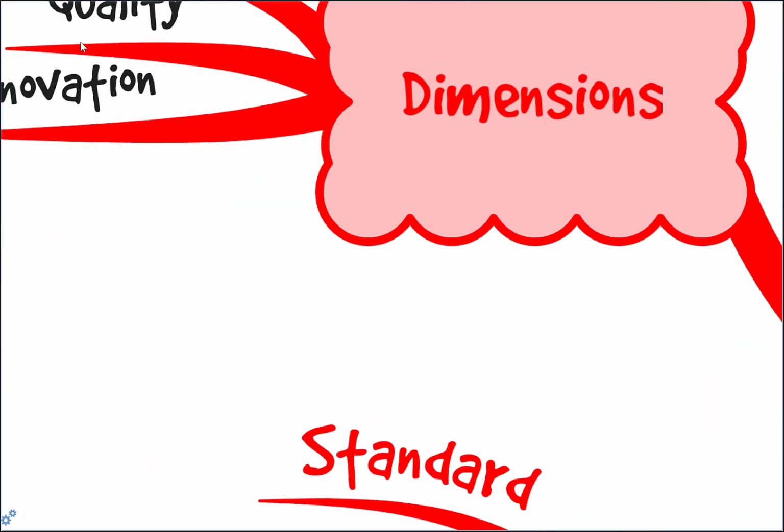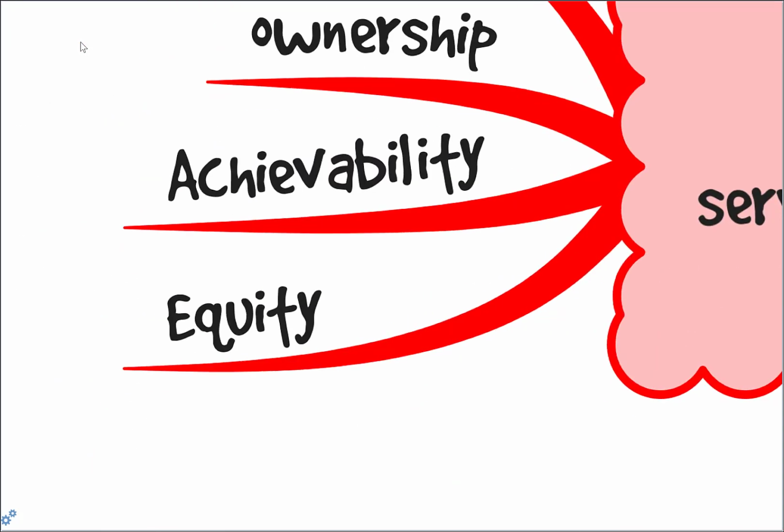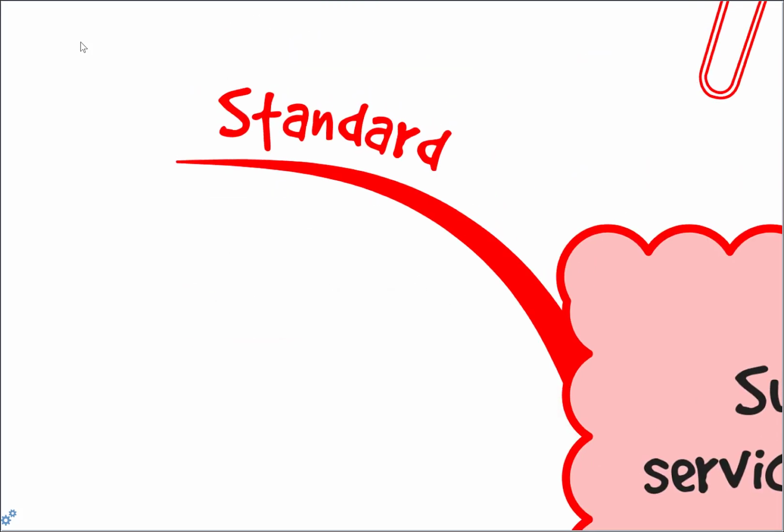Now, after we have the 6 dimensions of measure, we have the next area under the building block, which is the standard. Standard here basically refers to the target. So dimension talks about the KPI, and the second part is that once you have your KPI, you must set your target. Now, when setting a target, there are 3 important things you have to remember.